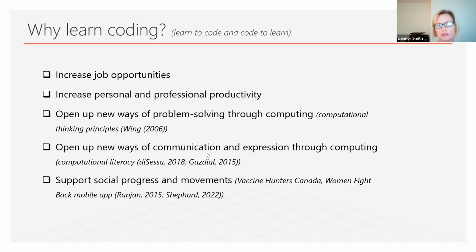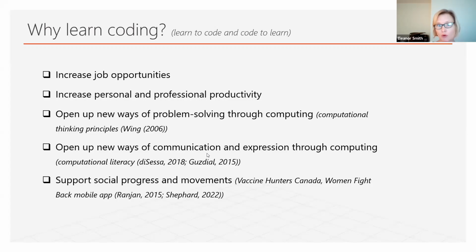And this last reason is seeing coding as a way to support social progress. So two examples would be the Vaccine Hunters Canada and the Women Fight Back mobile app. And that was created by school-aged Indian girls. The Vaccine Hunters Canada app extracted and consolidated health information from various websites that help many Canadians get the timely information related to getting vaccine appointments.